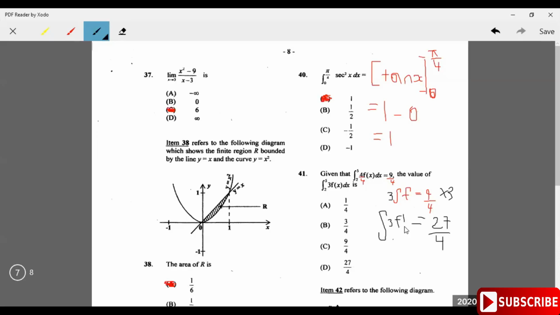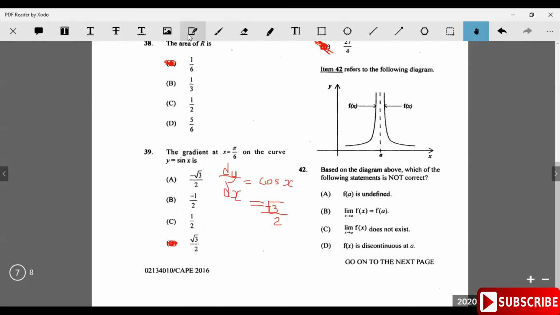I'm just putting f dx. So when I say f, it's a function of x. So that's 27 over 4. That is D. Easy, soft. All right.